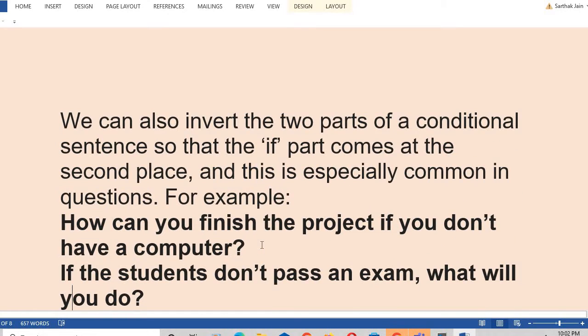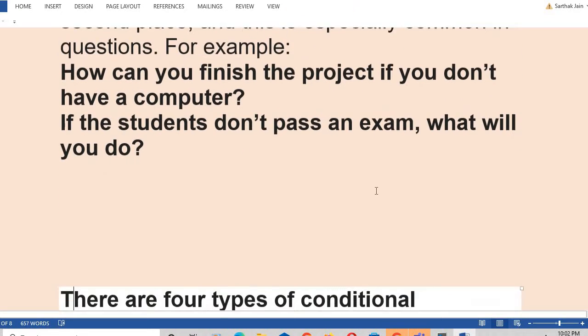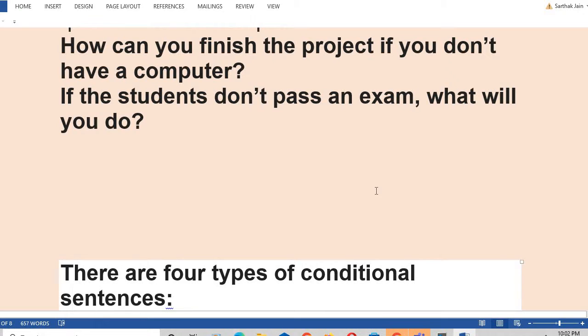We can invert the two parts of the conditional sentences. Like, the if clause can come later, at the second place: how can you finish the project if you don't have a computer? Both of the styles are correct. Okay, there is no problem in using the sentences this way.